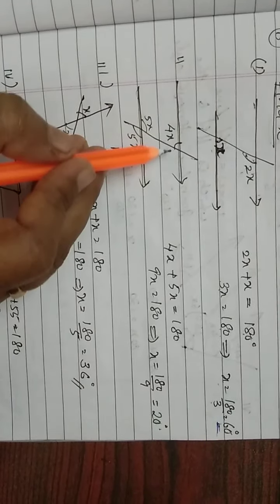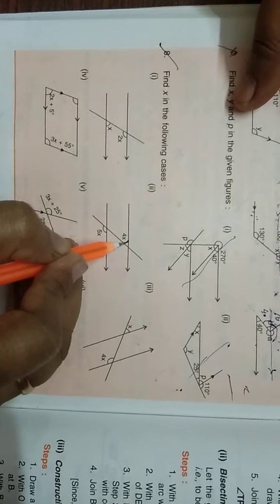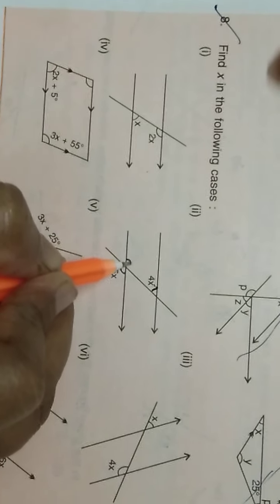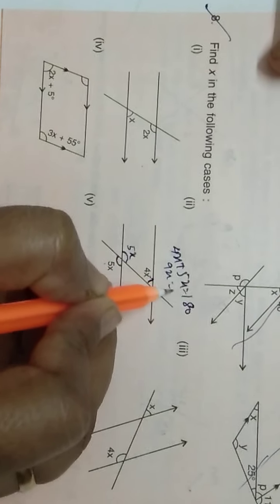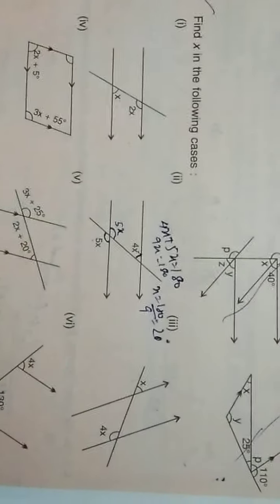Moving to the second question, here is given 4x. I will show you in the textbook. This angle is given 4x, this angle is given 5x, but using these two angles we cannot solve this question. So take this also as 5x because vertically opposite angles are equal. Now we can say that 4x plus 5x equals 180. That is 9x equals 180. x equals 180 by 9, that is 20. Just like that you can do the remaining questions also.